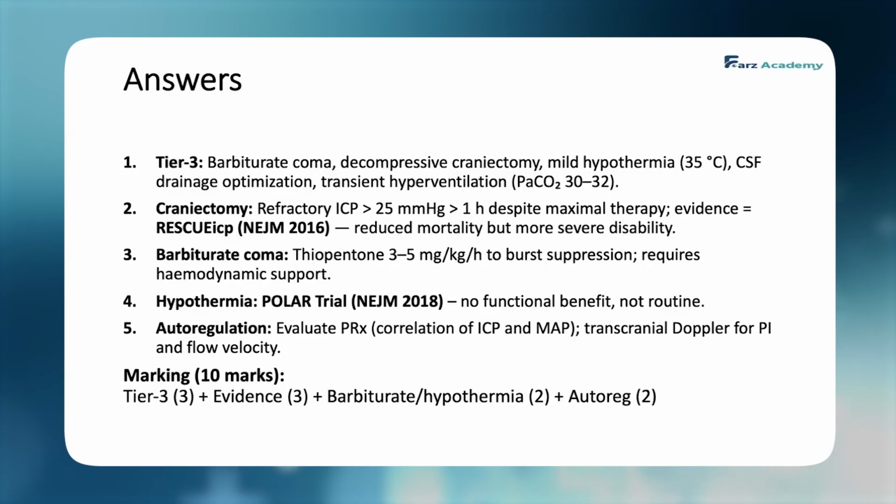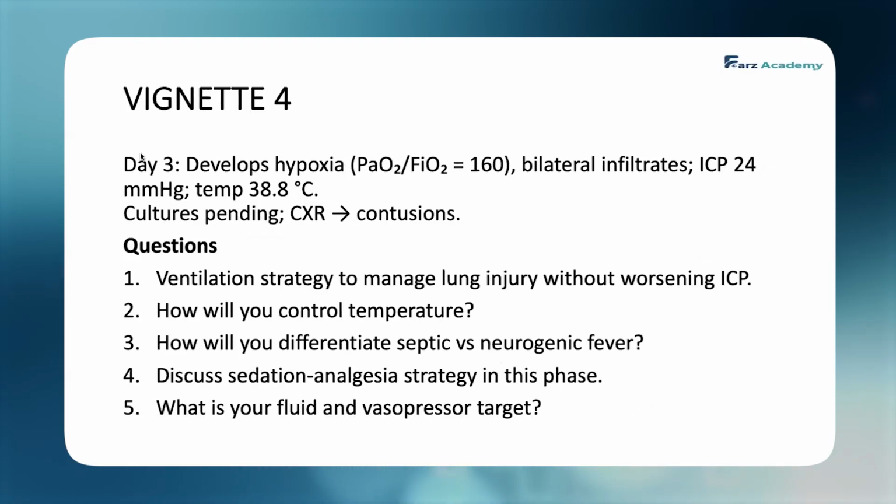Now coming to the next question, how will you evaluate cerebral autoregulation? So for cerebral autoregulation, you evaluate your correct ICP and the MAP, so you maintain the perfusion pressure, and you can do transcranial Doppler, and in transcranial Doppler the flow velocity will help to understand the autoregulation. Now coming to variant 4, day 3, develop hypoxia.